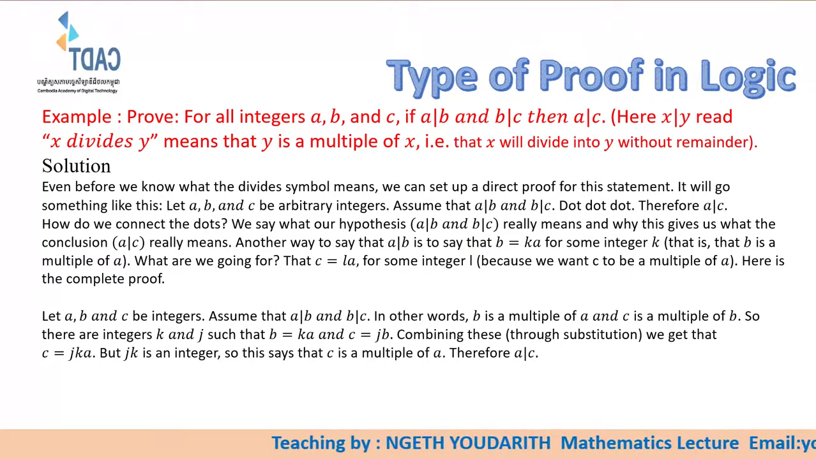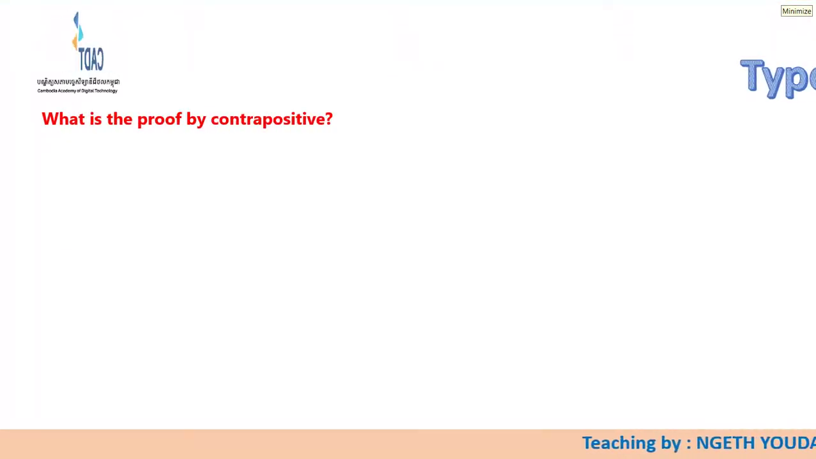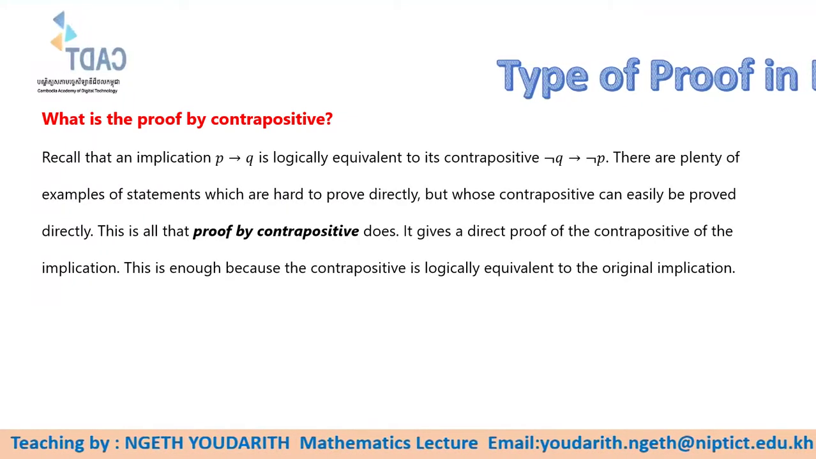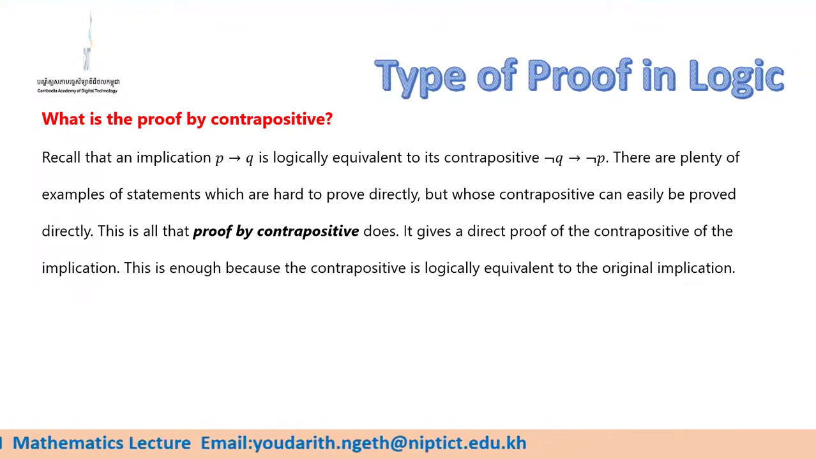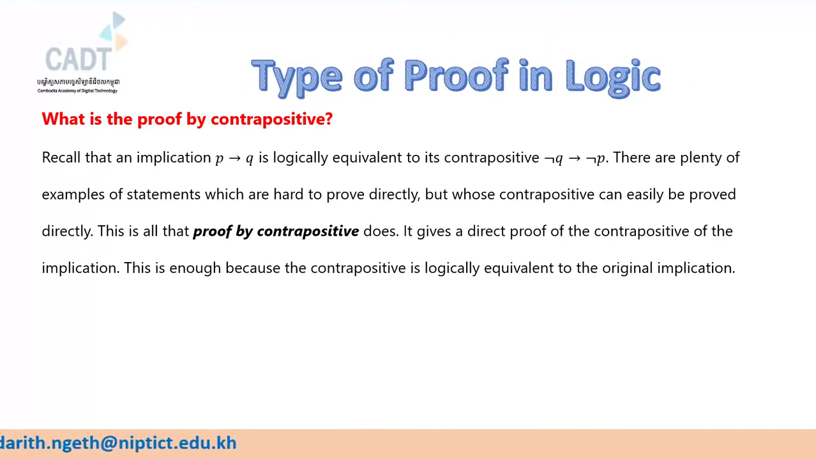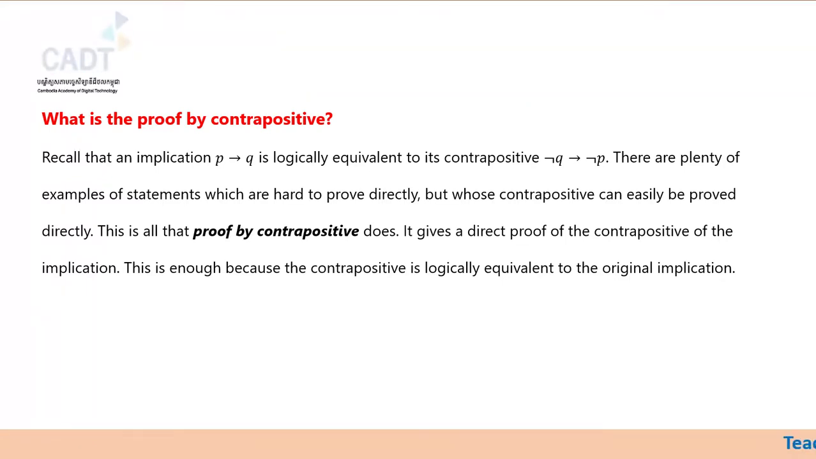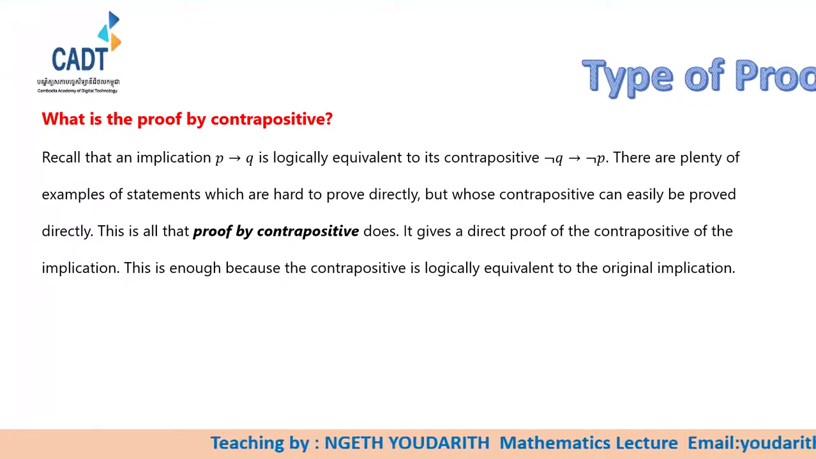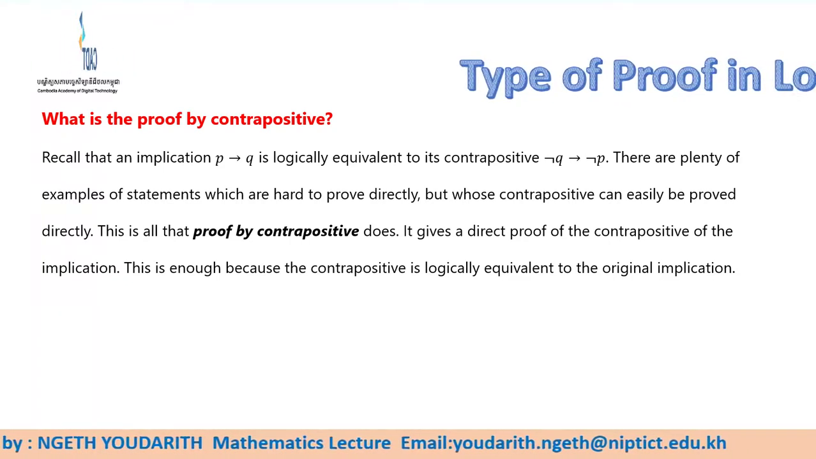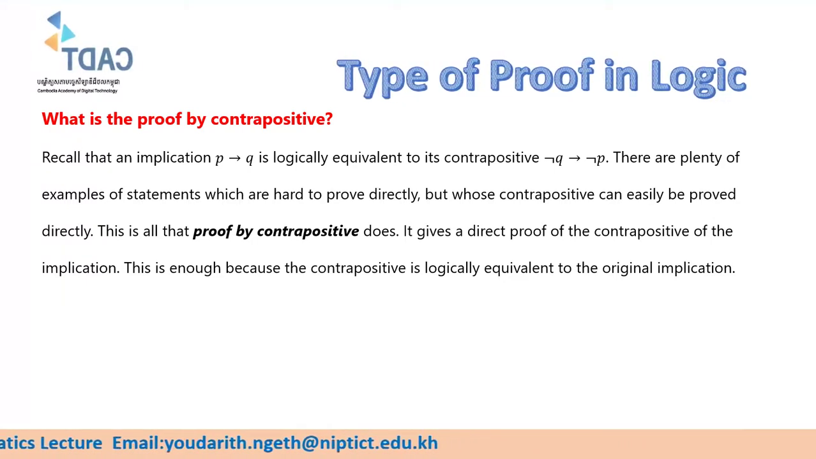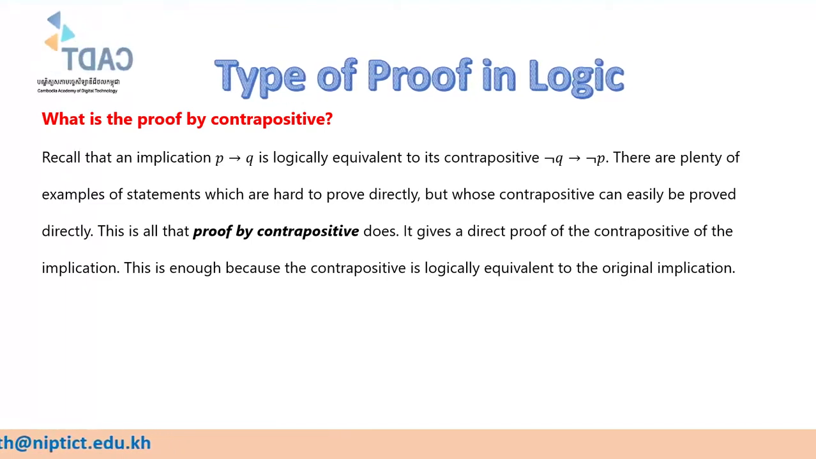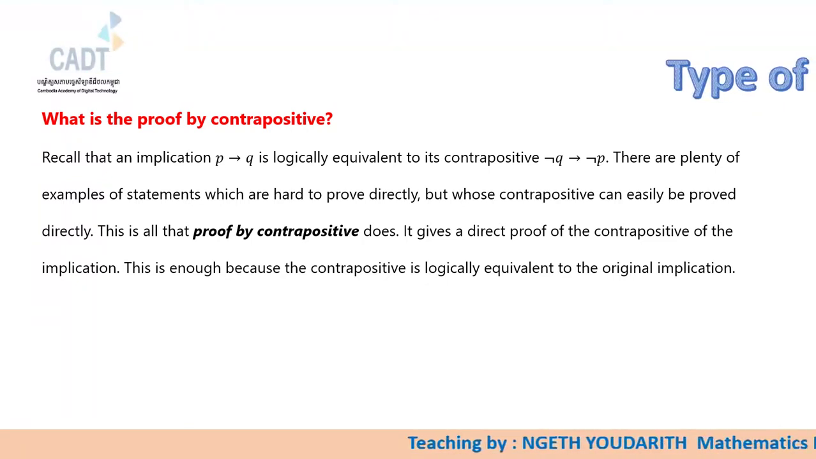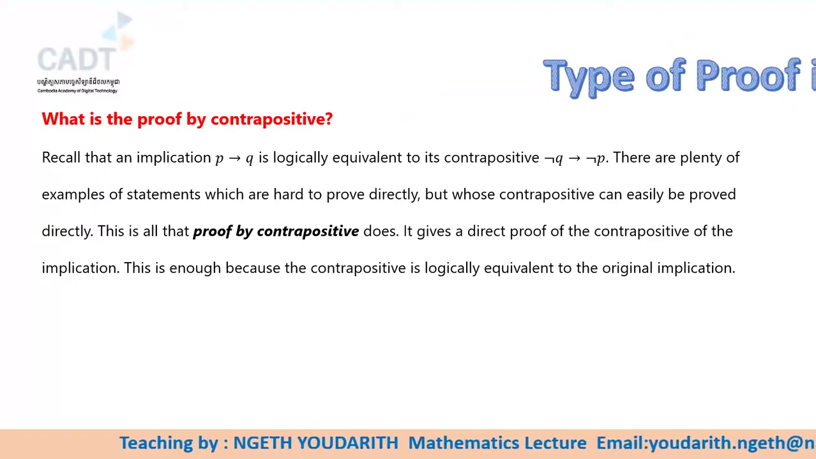And next, what is proof by contrapositive? Recall that the implication P implies Q is logically equivalent to its contrapositive, not Q implies not P. There are plenty of examples of statements which are hard to prove directly, but whose contrapositive can easily be proved directly. This is all proof by contrapositive. Does it give a direct proof or a contrapositive of the implication? This is enough because the contrapositive is logically equivalent to the original implication.